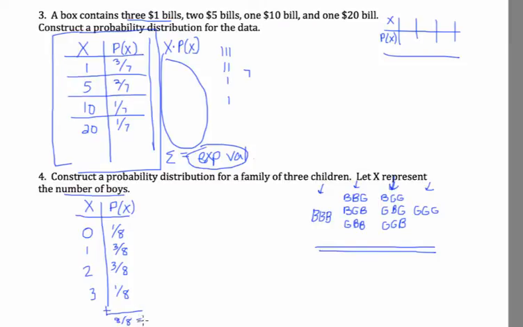The probabilities in a probability distribution always sum to 1. If I wanted to find expected value, I'd make another column where I take x times px, and then I would sum those values, and this number right here would give me the expected value of number of boys in a family.